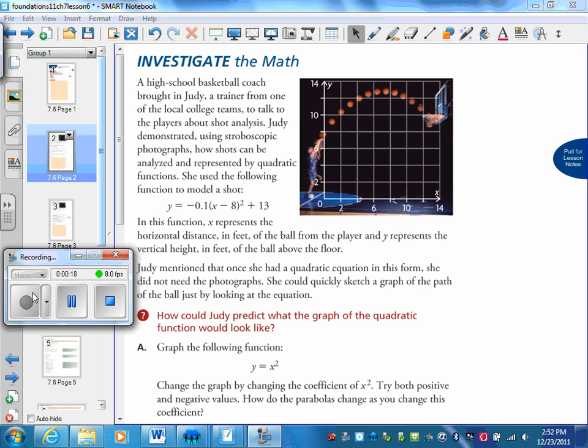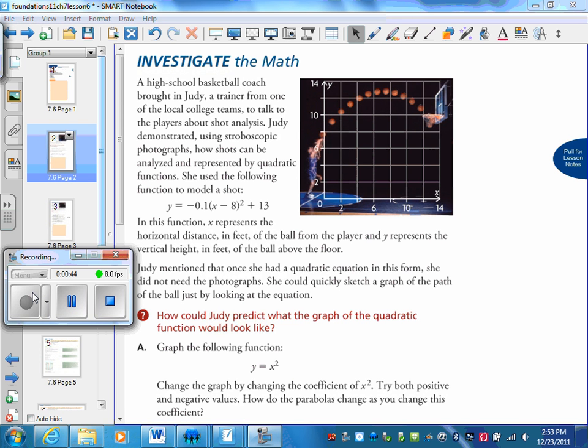So we have this high school basketball coach who brought in Judy, a trainer from one of the local college teams, to talk to players about shot analysis. Judy demonstrated using a stroboscopic photograph, like a strobe light taking photographs, and she said how shots can be analyzed and represented by quadratic functions. She used the following function to model the shot: y = -0.1(x - 8)² + 13.